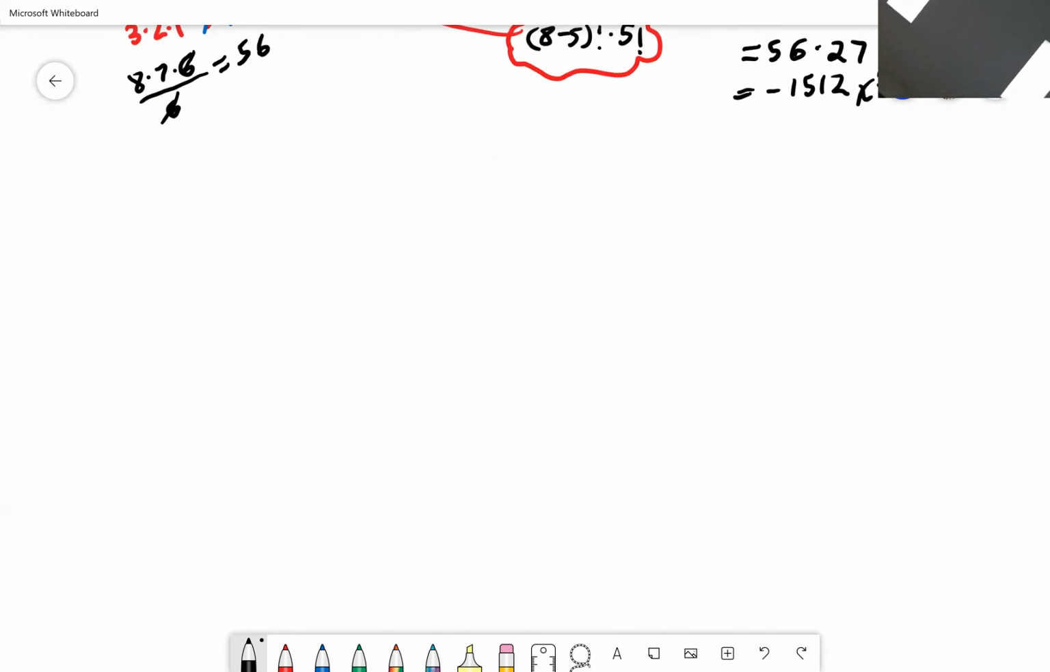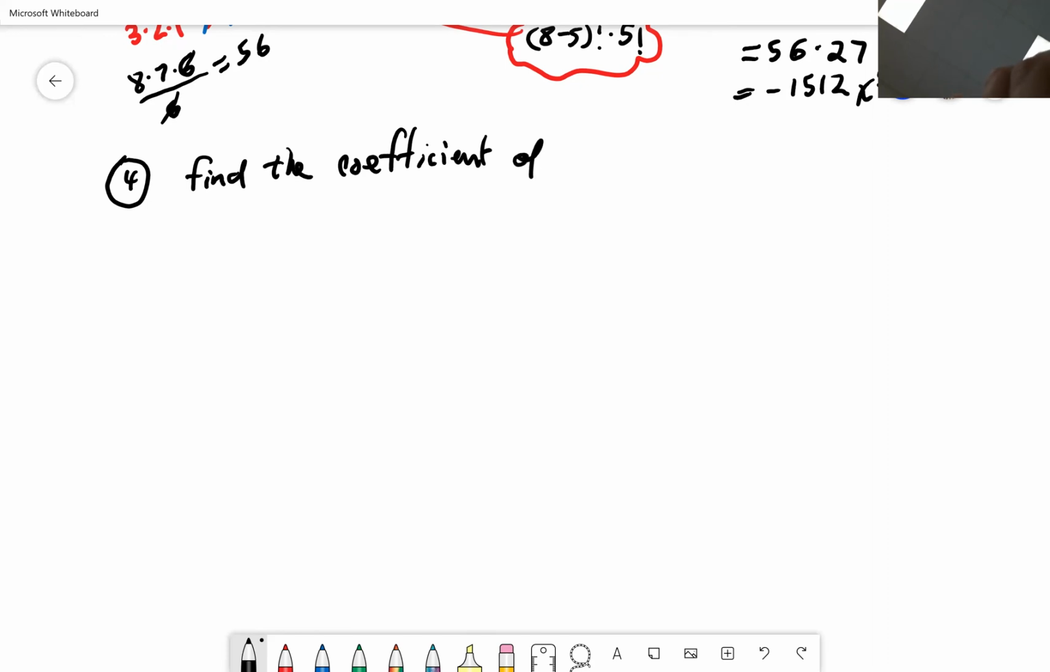Oh, of course you can make this more difficult, can't you? So number 4 pretty much says the following. It says find the coefficient of x to the 6th y to the 8th. And I really would think that you should try this on your own right now in class.